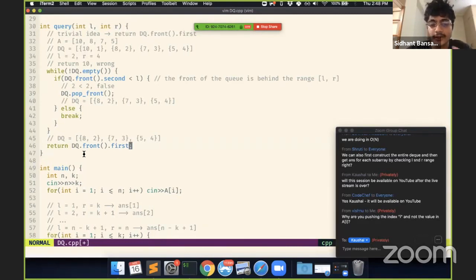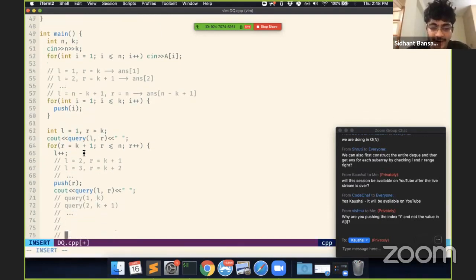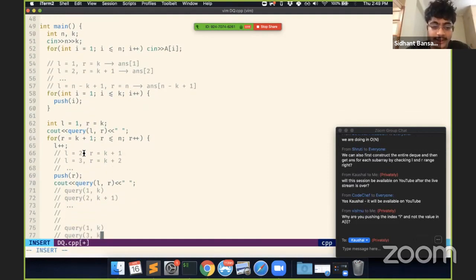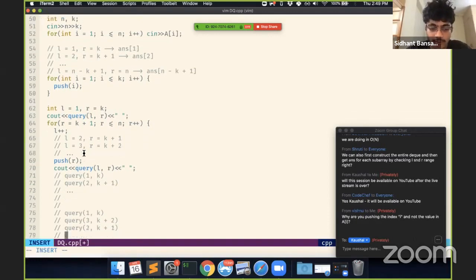That is, now we are returning the front element of the DQ, which is 8. Notice you can't call query in arbitrary order. Let's say I'm calling the query function in a very systematic order. I'm calling query 1, k, then I'm calling query 2, k plus 1, and so on. If I had done something like calling query 1, k, then calling query 3, k plus 2, then calling query 2, k plus 1, this won't work.